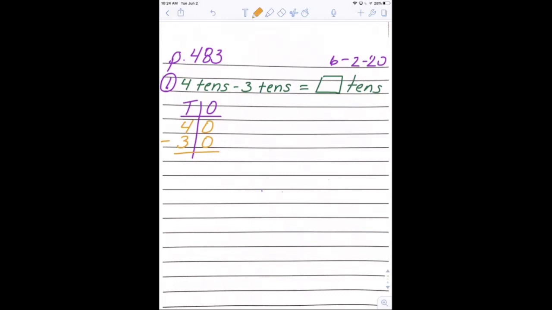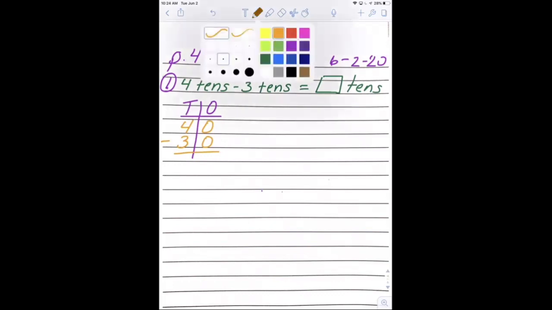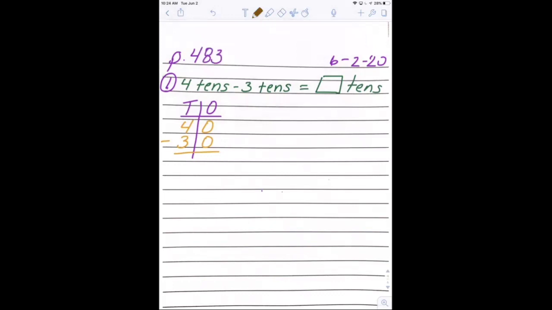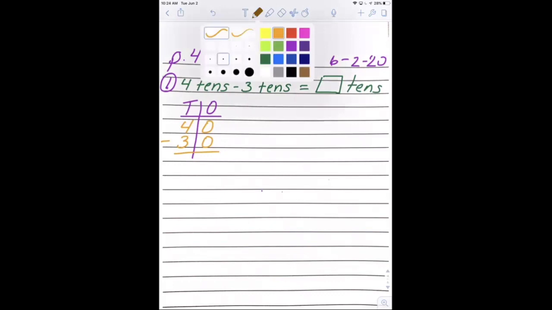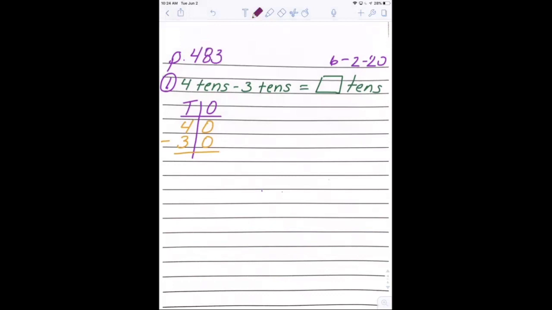Okay, so now I have to draw my picture. So here is where I see how many groups of 10 I have. I have 40, that means I have 4 groups of 10. 1, 2, 3, 4. Okay, I have 4 groups of 10.